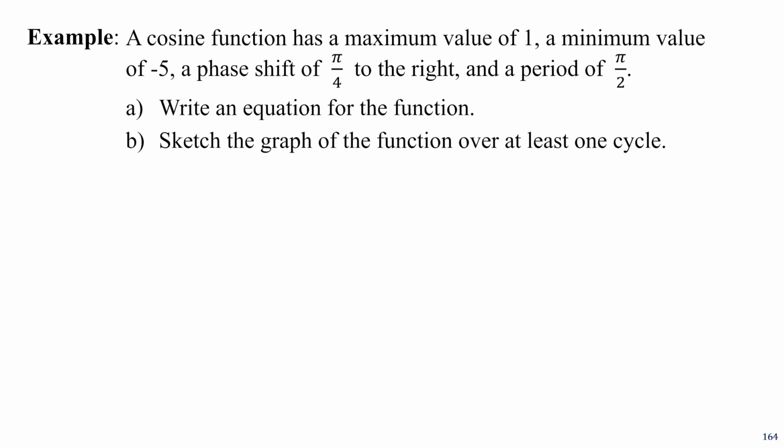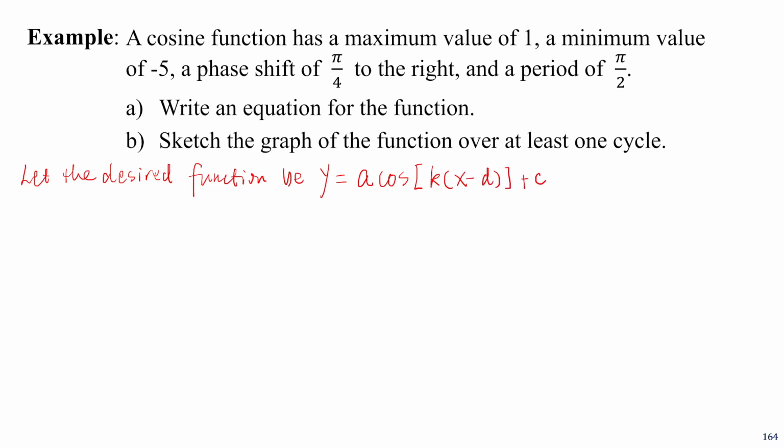Alright, let's have a look at the solution together. So first of all, we know that's a cosine function, right? And what we don't know is the four parameters. Because for such a function, there could be four parameters, a, k, d, and c, right? So first of all, we could let the desired function be y equals a times cosine of k times (x minus d), then plus c. And next, we need to determine the four parameters, right? According to the given information.